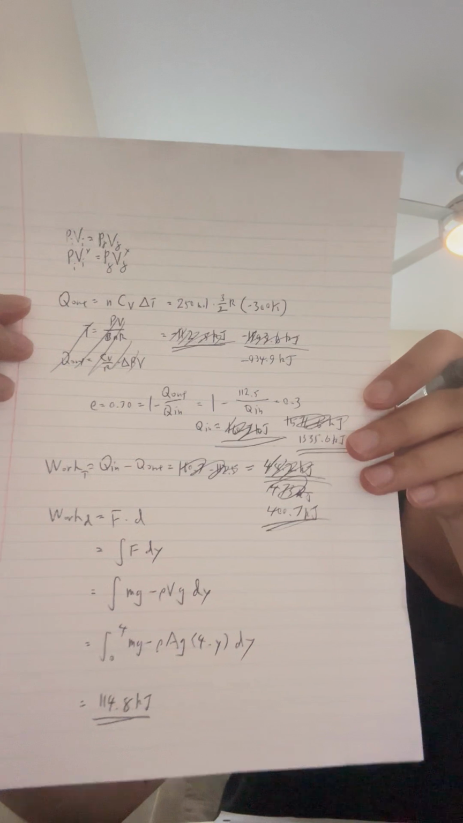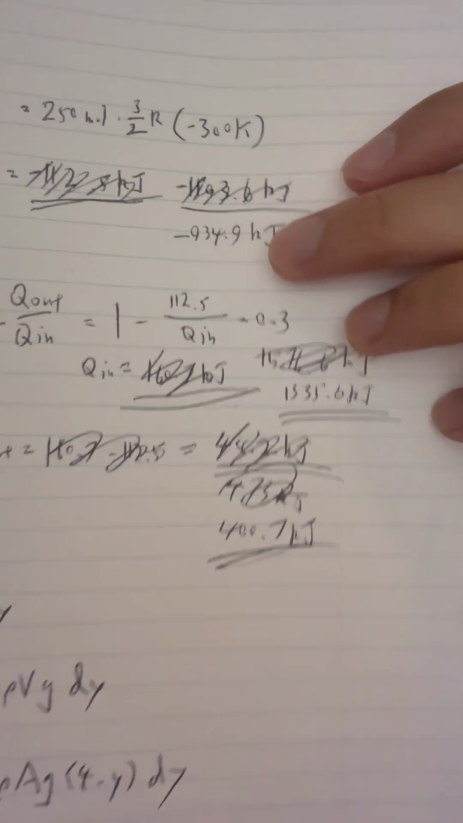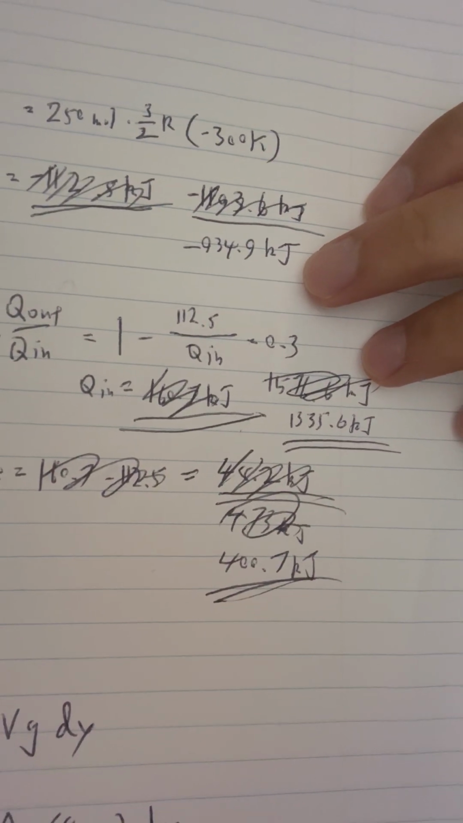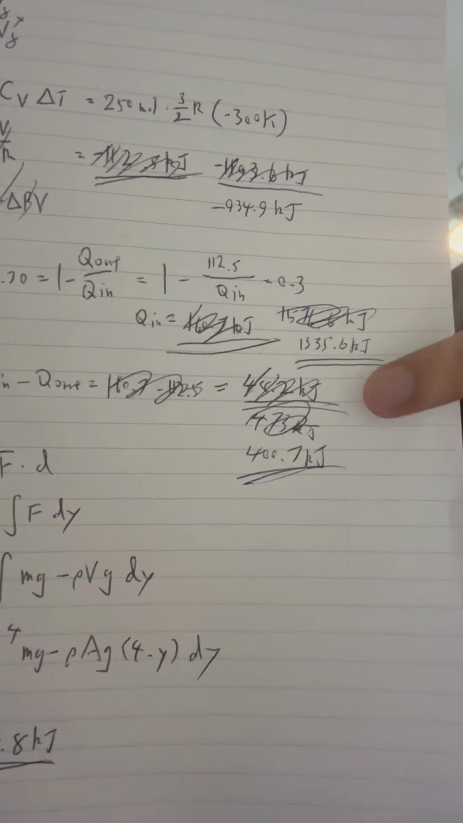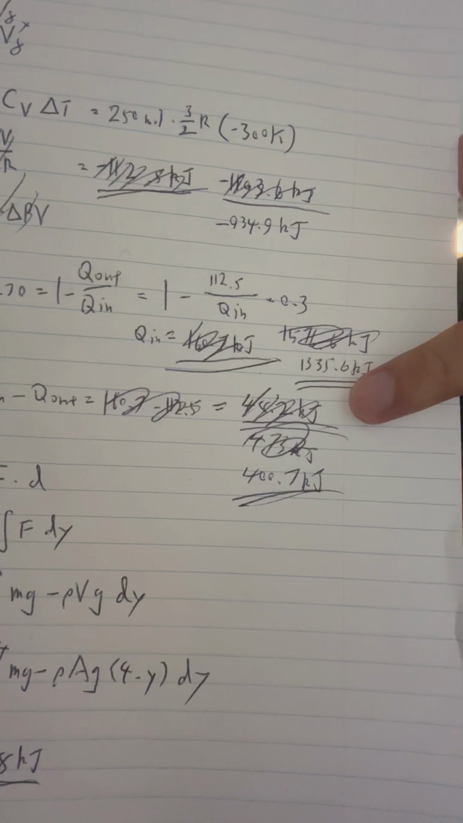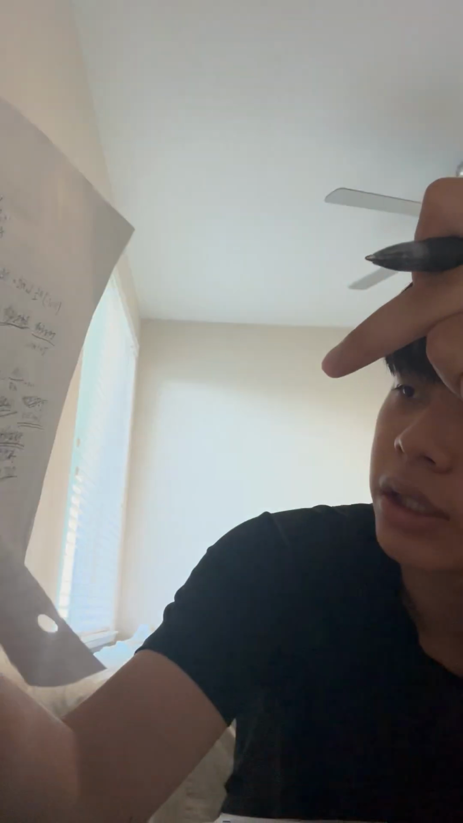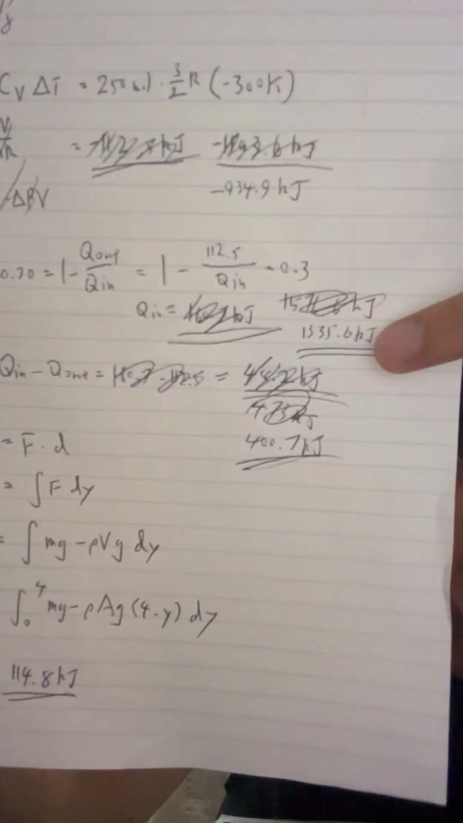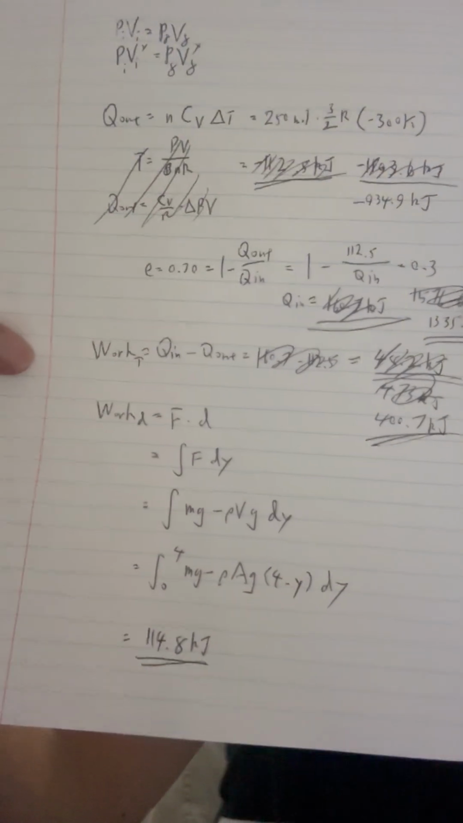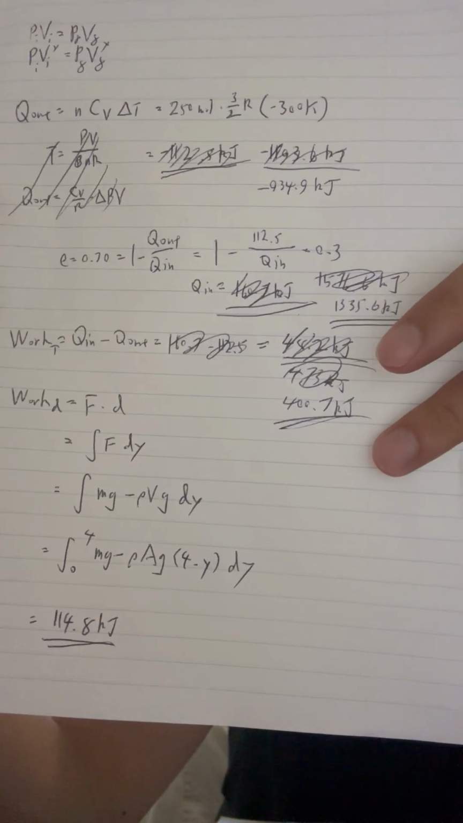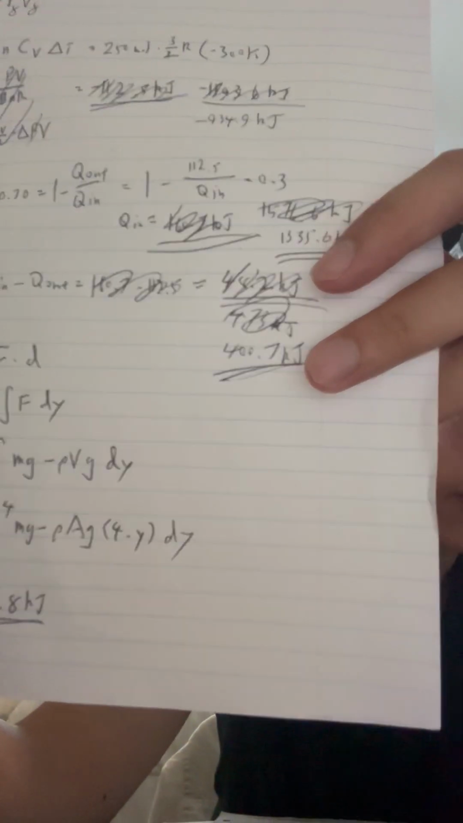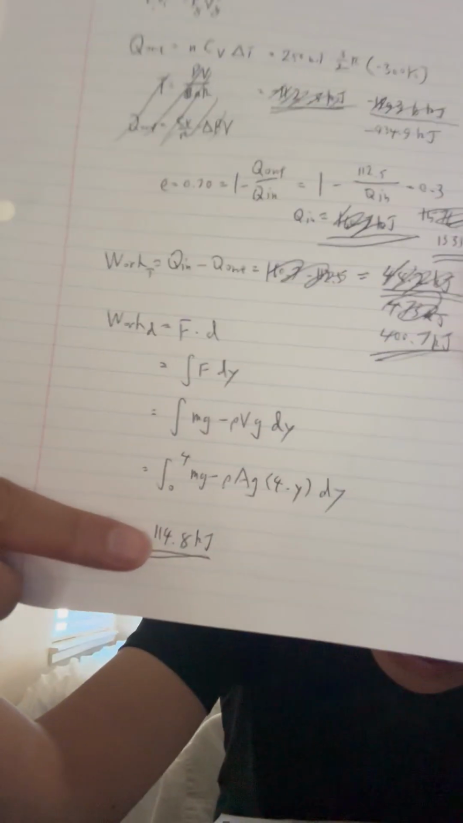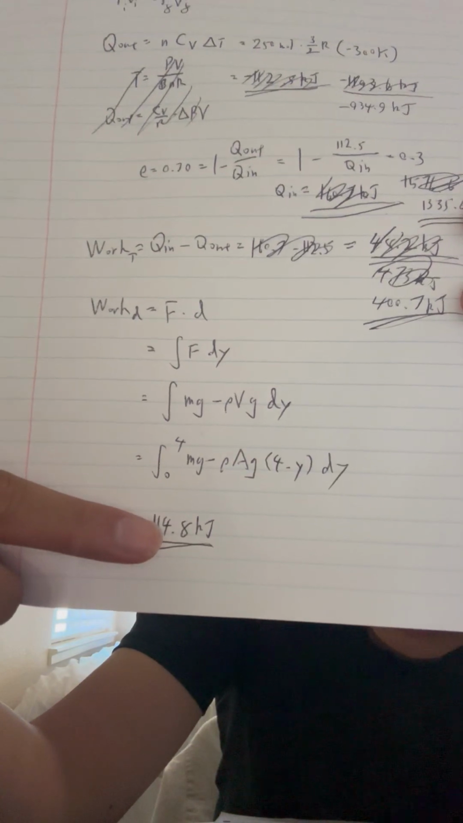So here it actually should be 934.9, and down here it should be 1,335.6. The difference between these two, Q in minus Q out, is the total work done. It's 400.7. And the actual work that's done to the cylinder is 114.8.